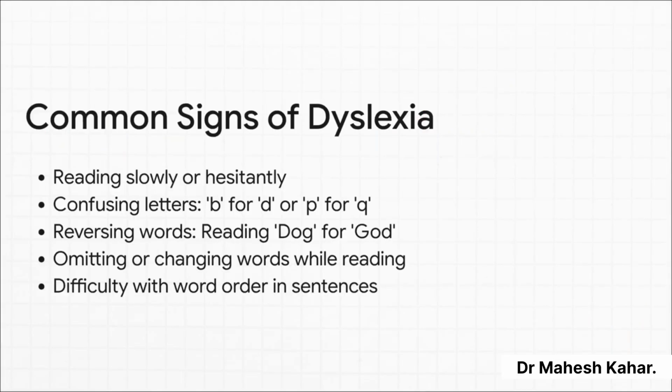And this is how it often shows up in the real world. You might see someone reading really slowly or hesitantly. That classic mix-up between letters like B and D is a big one, or even reversing whole words. These aren't just careless mistakes, they're direct symptoms of how the brain is handling language.